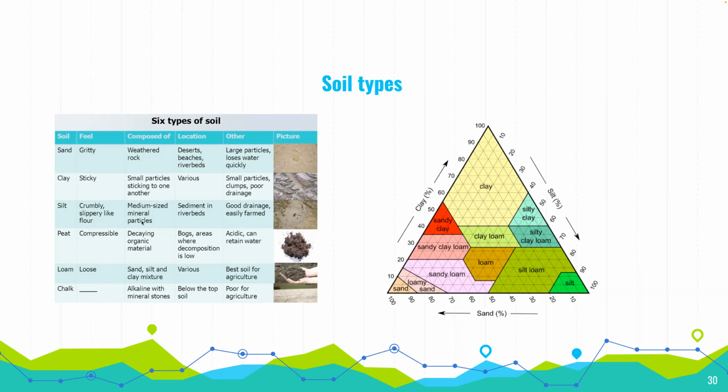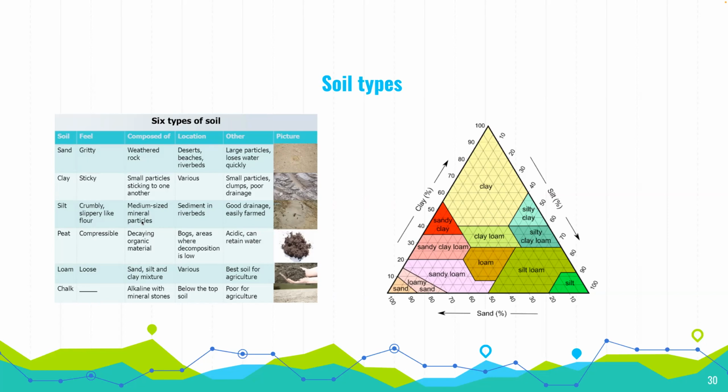All right, so peat. This is made from decaying organic matter. So this is probably what you find in a garden or something because of the decaying organic material. And this is very compressible, and this is found in bogs and stuff.